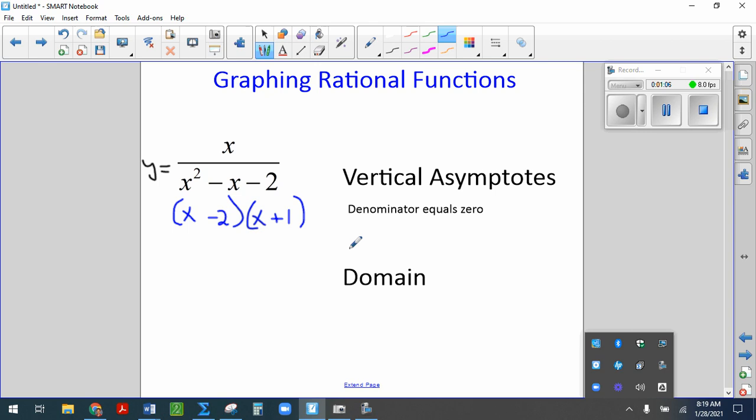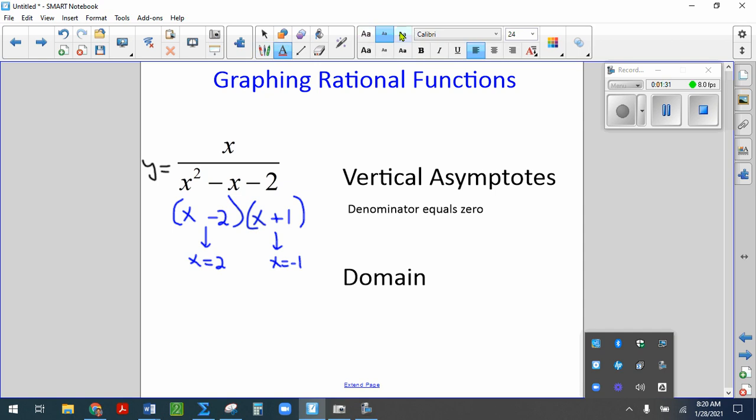And if those are the factors of the denominator, then to make the denominator equal to 0, this first parentheses would say that x would have to equal 2. It's 2 minus 2 is 0. The second one would say x equals negative 1. And so those are actually my vertical asymptotes. Rewrite the equation of a vertical line using x equals. And so my equations of my vertical asymptotes are x equals 2 and x equals negative 1.